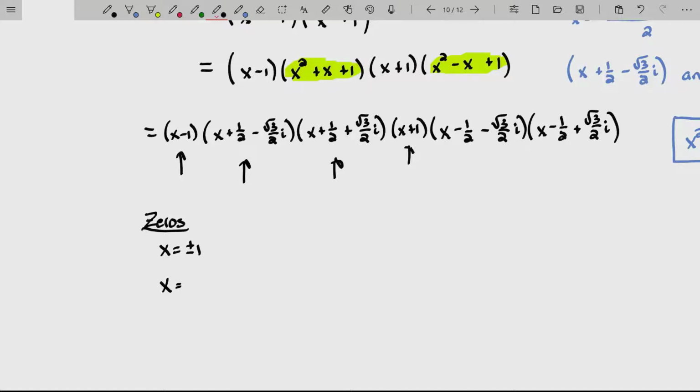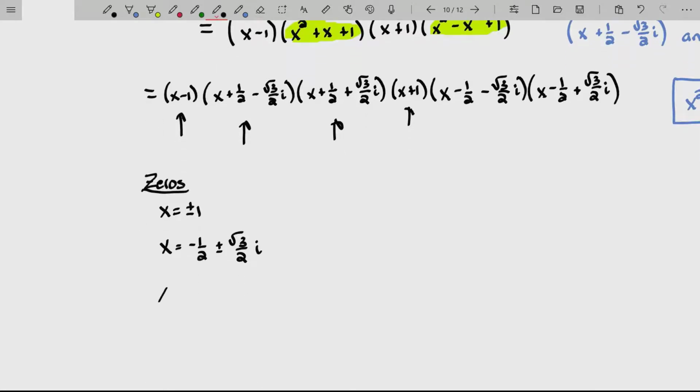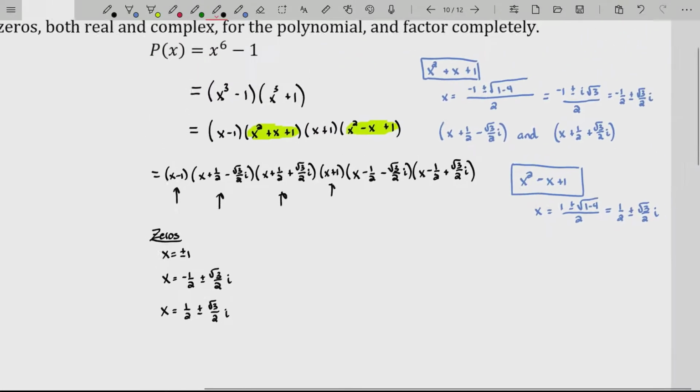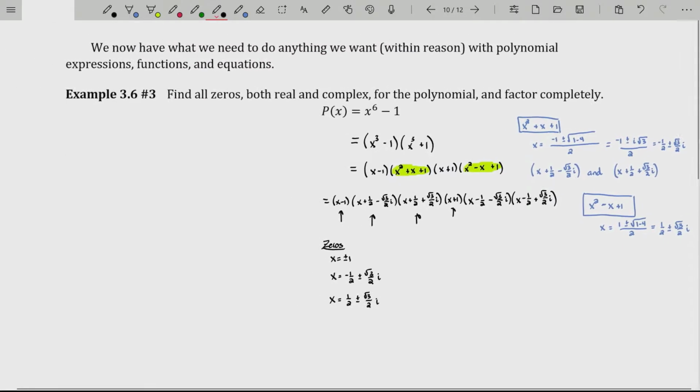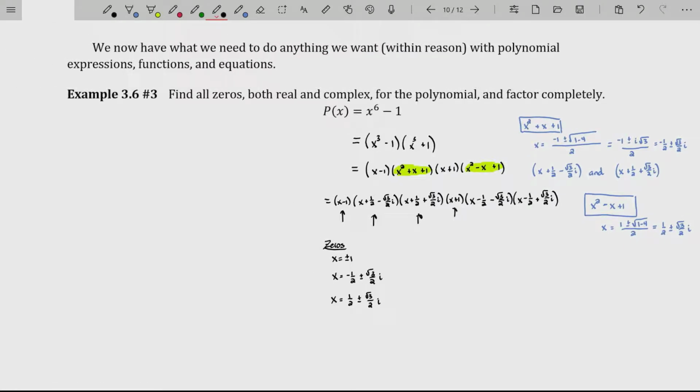x equals, there are a few ways you could say this. I'm just going to do it this way. Negative 1/2 plus or minus root 3 over 2 i. That's what we got from the quadratic formula. And then the last one is x equals positive 1/2, again plus or minus root 3 over 2 i. Those are all 6 of our roots for the 6th degree polynomial. Remember, the degree of your polynomial will tell you how many roots you have altogether, and that's including complex valued roots.